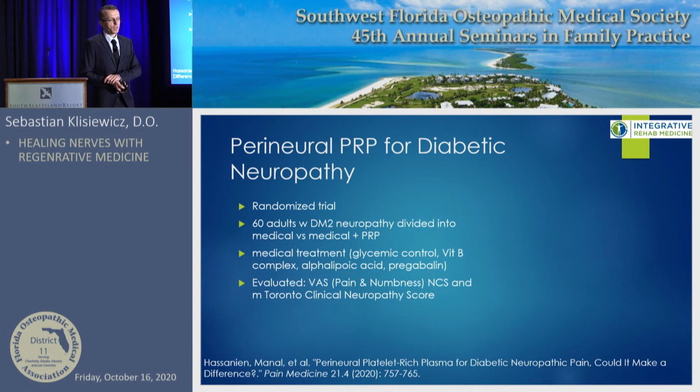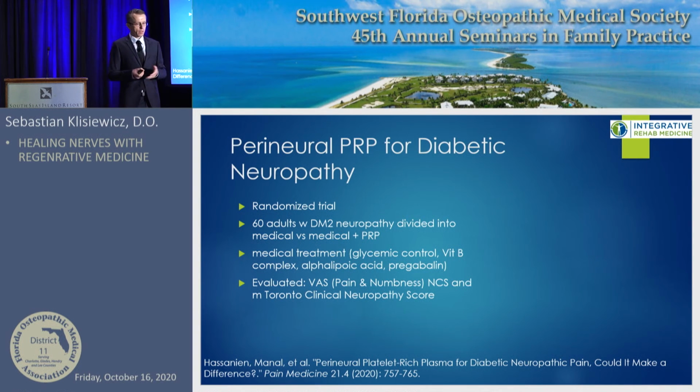So there's a very nice study done in Egypt just very recently. This was just published in 2020, so this year, very hot off the press. They did a randomized trial of 60 adults with diabetic neuropathy, divided into two groups, medical treatment and medical and PRP. The medical treatment received strict glycemic control, some vitamin B complex, alpha-lipoic acid. Who uses alpha-lipoic acid in diabetic patients? Yeah, in Europe, it's kind of the standard of care for all diabetic neuropathy patients. It improves the blood flow to the nerves nicely. And then they put them on pregabalin. So everybody got that, and then half of them got the PRP as well.